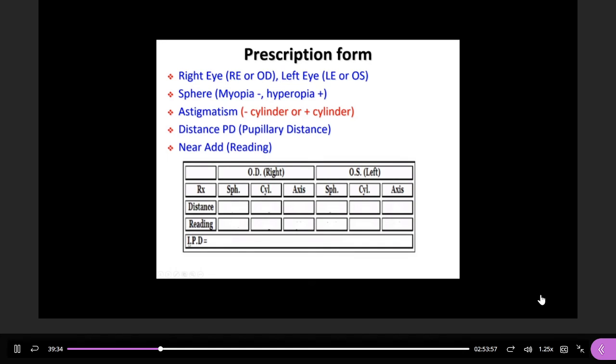Okay, so another one is PD. PD means pupil distance. For this one you need to use a very special ruler to measure the focus point of the two eyes. So you need to give these one, two, and three. If needed, you give reading glasses. So these three parts combine into a full picture of the prescription you are going to give to your patients, right?